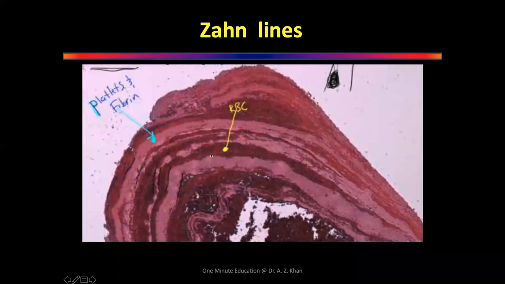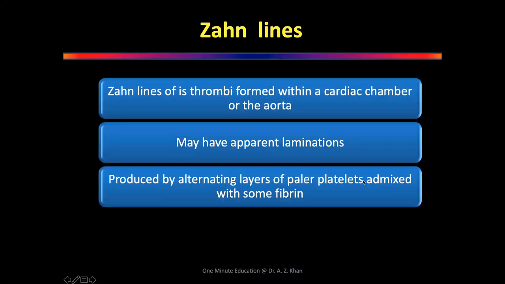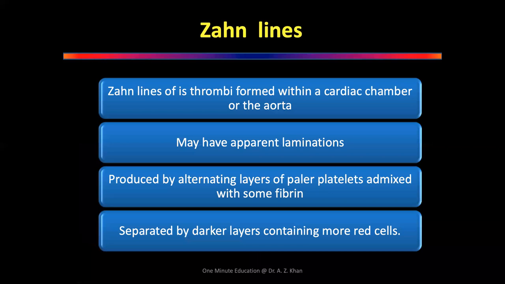So there is light, dark, light, dark, light, dark. This is a clot. This is what clots look like, okay? The dark area is because of RBCs, and the light area is because of platelets and fibrin. And this appearance of a clot is called Zahn's lines. Okay? Zahn's lines.